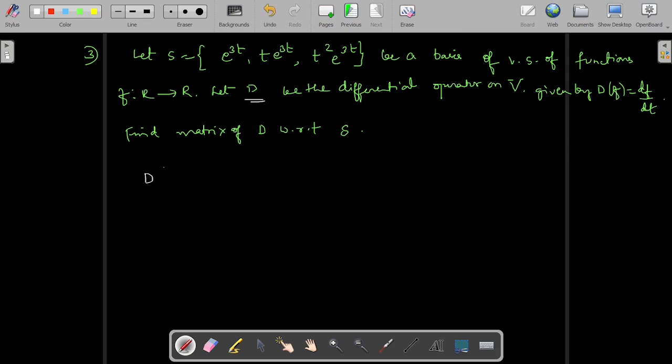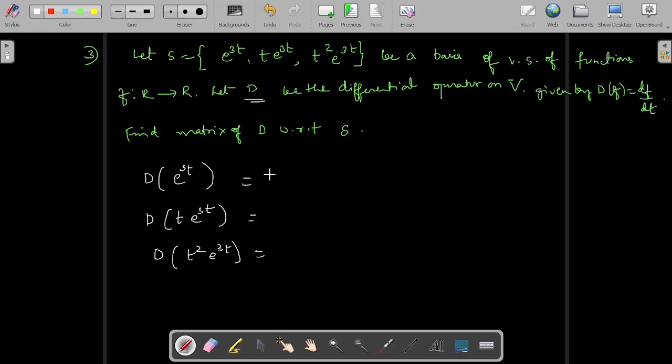So, first find out where these basis vectors will go after applying the transformation. Derivative of e to the power 3t, then derivative of t into e to the power 3t, derivative of t square into e to the power 3t. That is the thing you have to do when you are finding the matrix of the transformation with respect to the given basis: find where the basis vectors will go. Then you have to write where these vectors go in terms of the basis vectors.